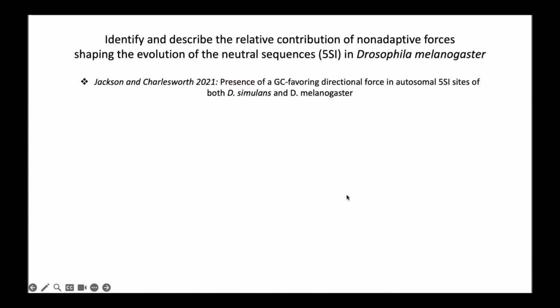And in my project, I try to broadly identify and describe the relative contribution of the non-adaptive forces shaping the evolution of these naturally evolving sequences. Some questions of the study have been motivated by a recent study of Jackson and Charlesworth. They showed the evidence for a GC-favoring directional force in these 5SI sites in the autosomes, but there have been some questions that are not answered.